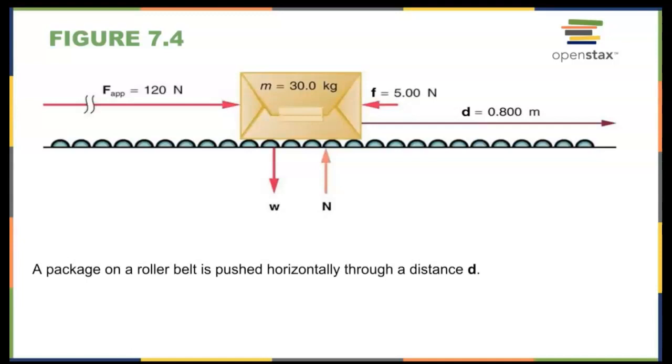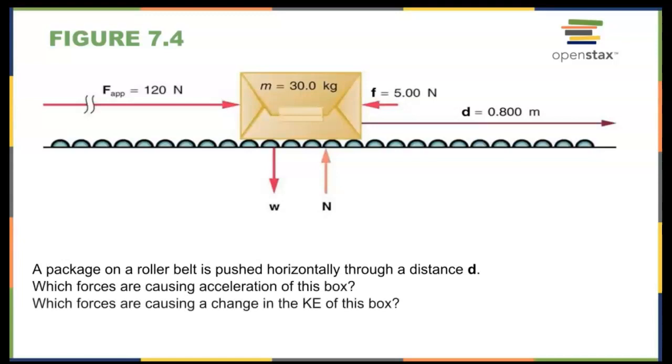This package is assumed to start at rest, and it's pushed horizontally through some distance d from where it currently is off to the right. And then it's asking what forces are causing acceleration of this box, what forces are causing a change of kinetic energy, and what forces are doing work. If you think you know the answer to these, go ahead and jot that down.